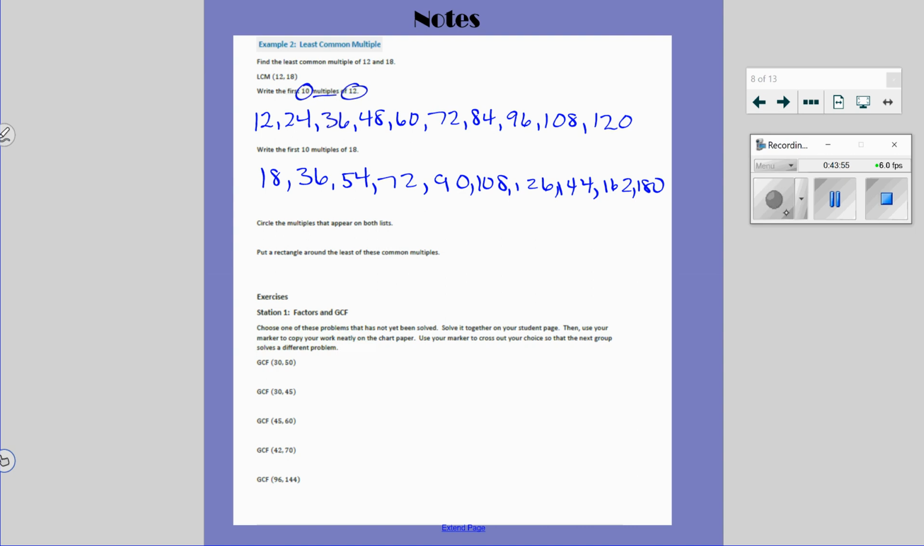Okay, just to finish off what we were just talking about. Hope you guys were able to get all the rest of those listed. I know I did it pretty quick right before lunch, but our next step, once we have all of the multiples, is to go through and circle the ones that they have in common. So what number did you guys notice was the same?